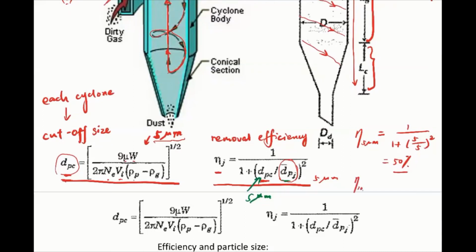Now let's say that we're interested in 10 micron particles. Eta of 10 micron is going to be equal to 1 divided by 1 plus (5 divided by 10) squared. So that's 1 divided by 1 plus 0.5 squared, which is 0.25. So 1 divided by 1.25, right? That's going to be 80%.